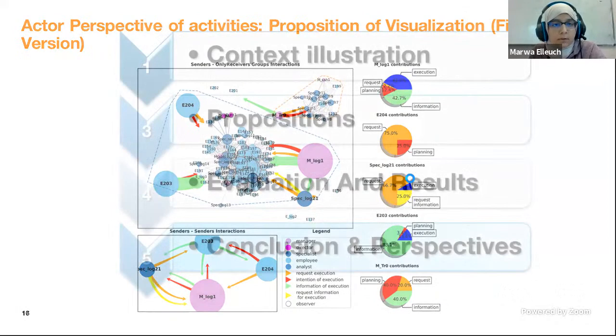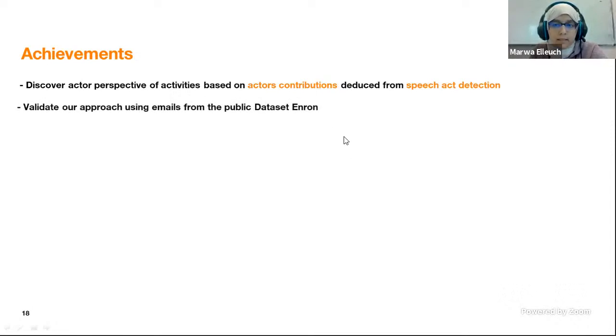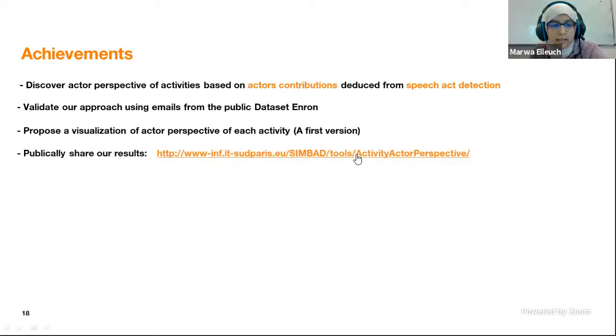Now, finally, to conclude, during our work, we have discovered active perspective activities based on actors' contributions, using the speech act that we could detect from emails. Also, we have validated our approach using emails from the public Enron dataset. And we have proposed the visualization of the active perspective of each activity. And finally, we have publicly shared our results for reproducibility reasons.